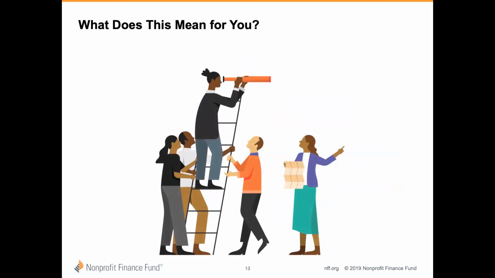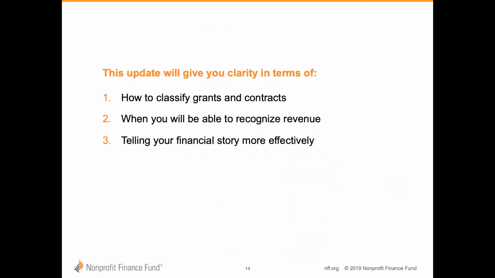So what does this mean for you? This update will give you clarity in terms of, number one, how to classify grants and contracts, first as exchange or contribution. Then, if it is a contribution, whether it's conditional or unconditional. Number two, a little bit more clarity on the timing of recognizing revenue. And lastly, FASB is hoping that this update will give you a little bit more help on how to tell your financial story more effectively.